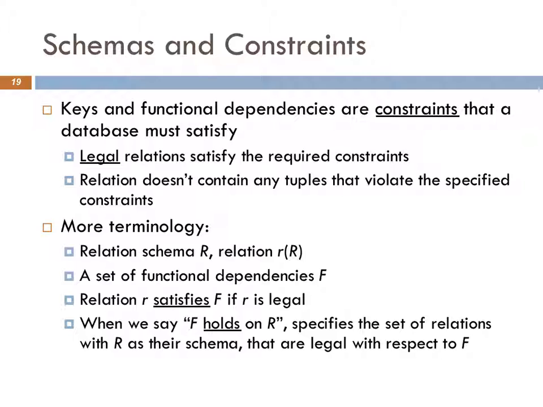Okay? The set of relations with R as their schema that are legal with respect to F. So basically, we're just saying we have a database, we have a schema, we have the set of constraints, and just imagine all possible database values, so relation value contents, that conform to that set of constraints. All right, everybody got that? Again, just terms.